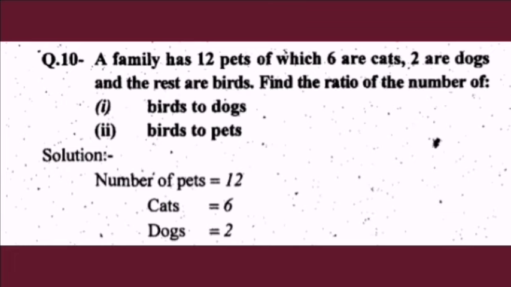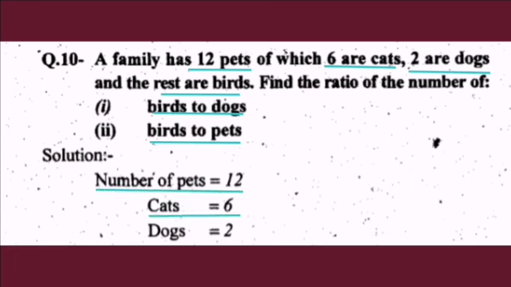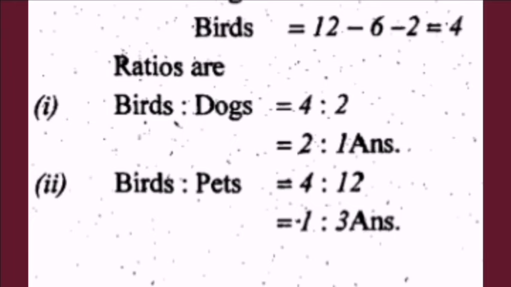Question number 10, or problem 10. A family has 12 pets, of which 6 are cats, 2 are dogs, and the rest are birds. Find the ratio of the number of dogs, birds to pets. Number of pets is 12, cats is 6, and the number of dogs is 2.